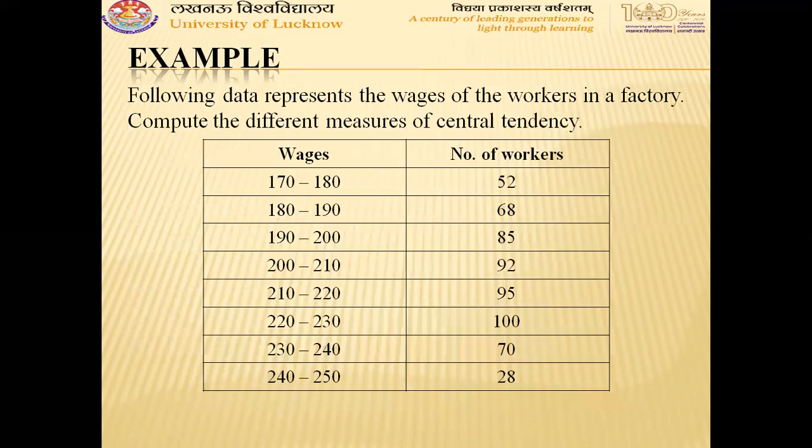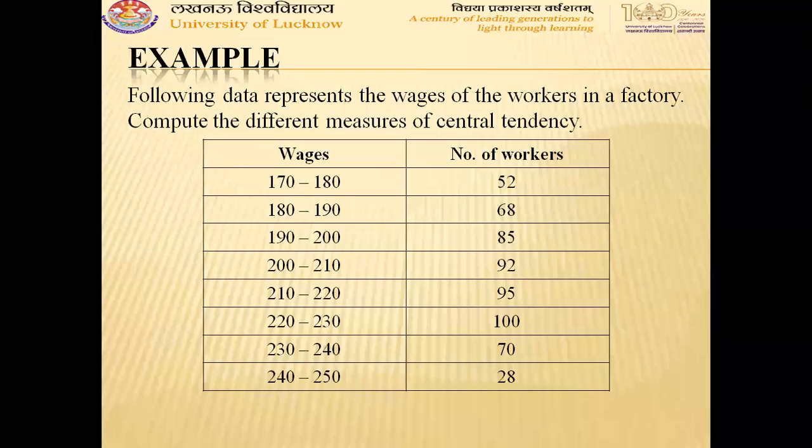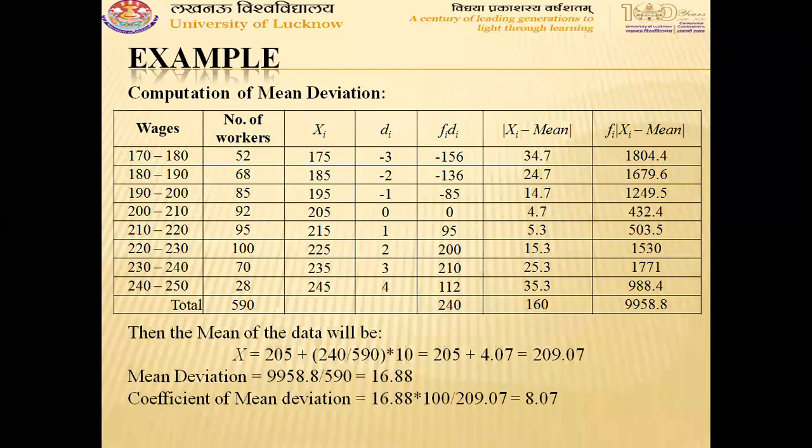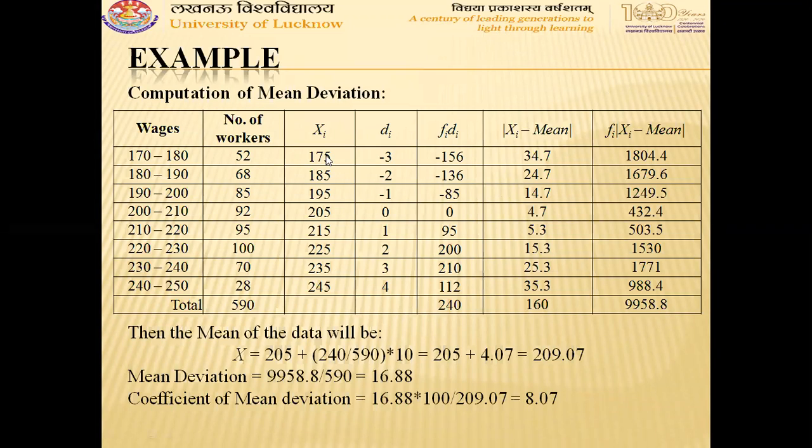Similarly, we can calculate measures of dispersion for frequency data. For frequency data, first we calculate the mean, that is, first we calculate the mid value of the class interval, xi. Then we can use the step deviation method, or we can directly calculate the mean by using fi xi. Then it will give the mean as 209.07. Then the deviation of observations from the mean, that is xi minus 209.07, and its mod.